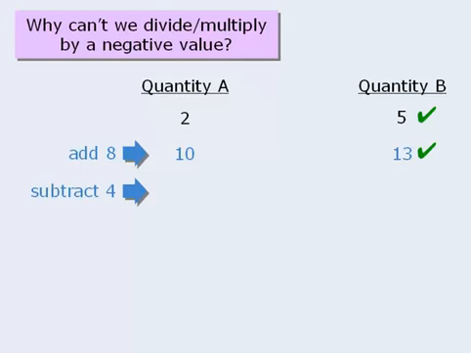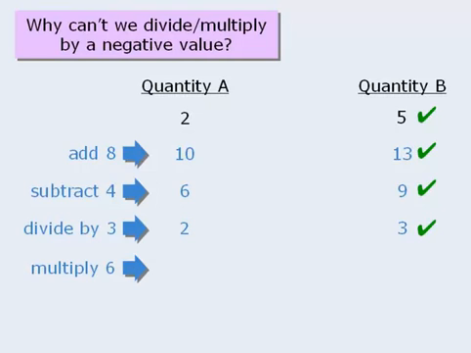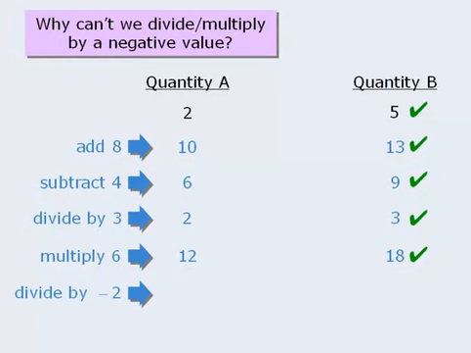From here, if we subtract 4 from both quantities, the new values are such that quantity B is still greater than quantity A. If we divide both quantities by positive 3, we get these results, and it's still the case that quantity B is greater than quantity A. If we multiply both quantities by a positive 6, the resulting values are such that quantity B is still greater. However, notice what happens if we take our current quantities and divide both of them by a negative value. When we divide both quantities by negative 2, we get negative 6 and negative 9. And now it's the case that quantity A is greater than quantity B.